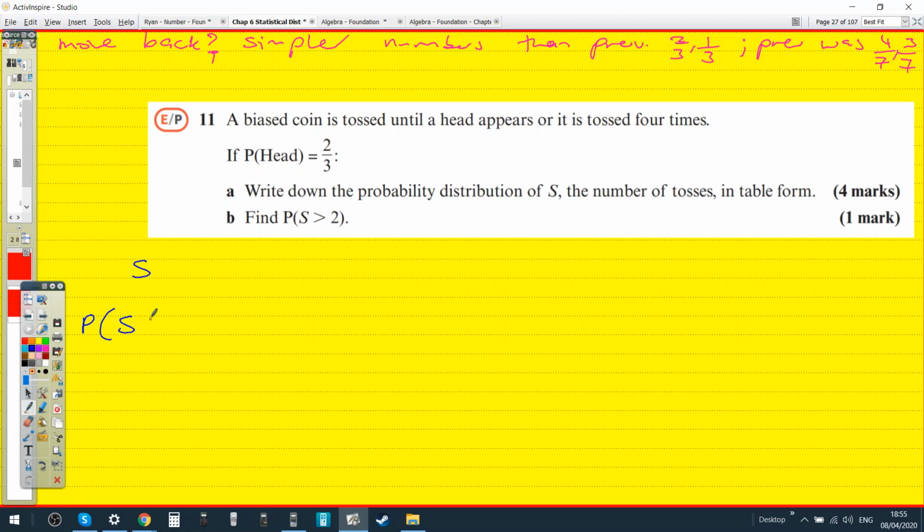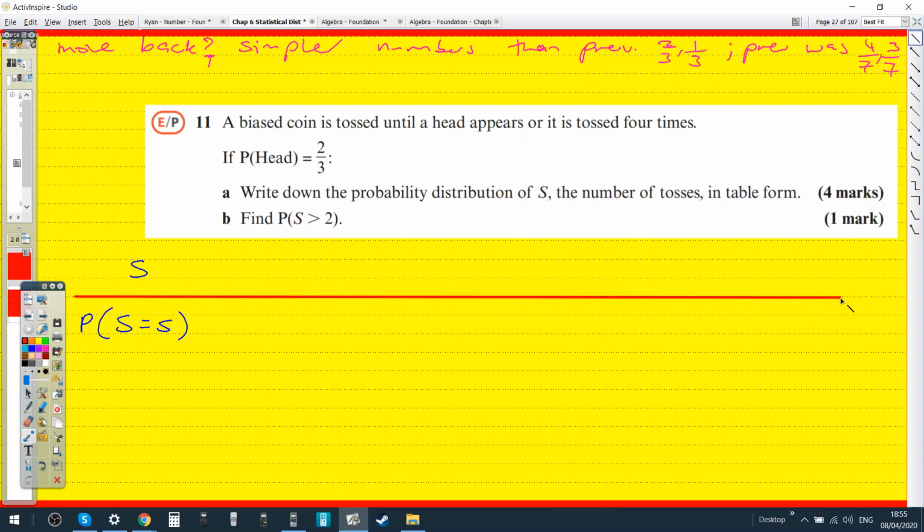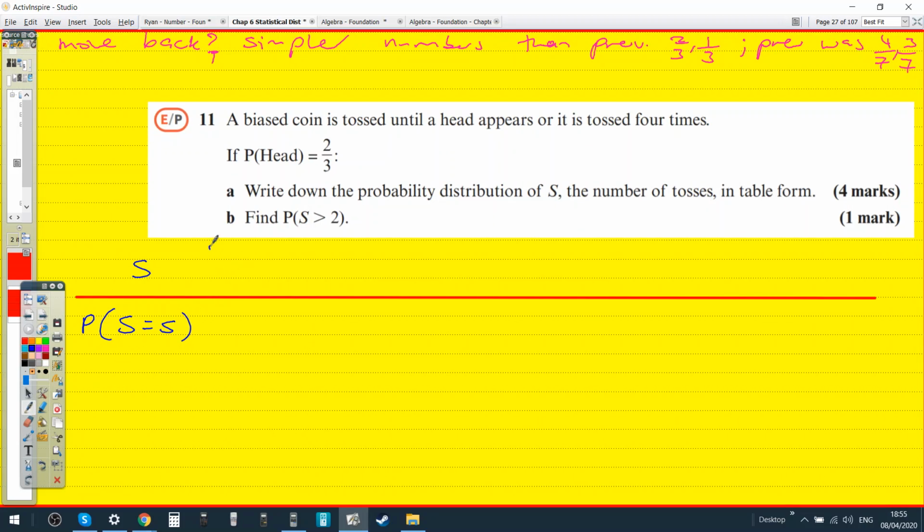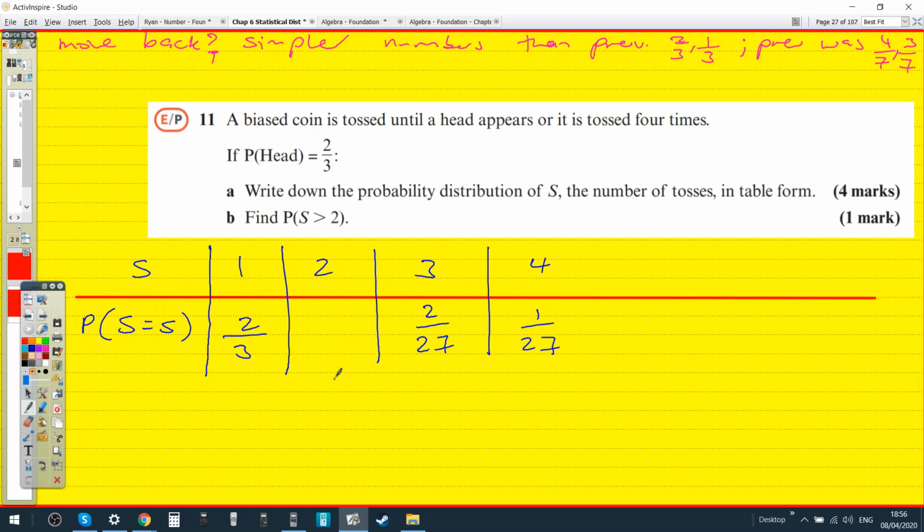So for 2, TH, then we do 2 over 3 times 1 over 3, which is 2 over 9. And then for 3, which is TTH, it'd be 1 over 3 times 1 over 3 times 2 over 3, which is 2 over 27. And then for 4, just 1 minus 2 over 3 minus 2 over 9 minus 2 over 27, which is 1 over 27. What was the 2 one? 2 over 9. Yeah, that's it.